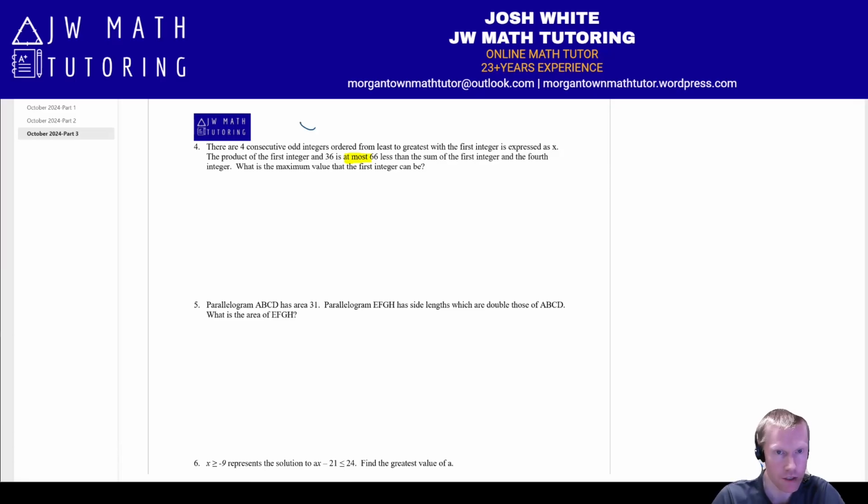So the 4 consecutive odd integers are just going to be x, x plus 2, x plus 4, and x plus 6. The reason is because if you think about odd integers, 1, 3, 5, 7, it's not the answer, but they're separated by 2. So that's why it's plus 2, plus 4, plus 6.